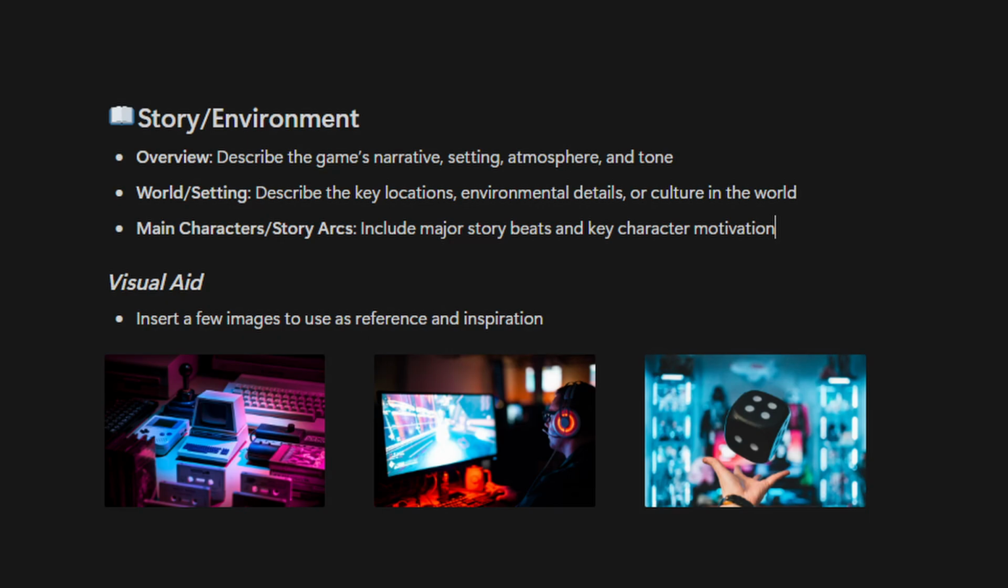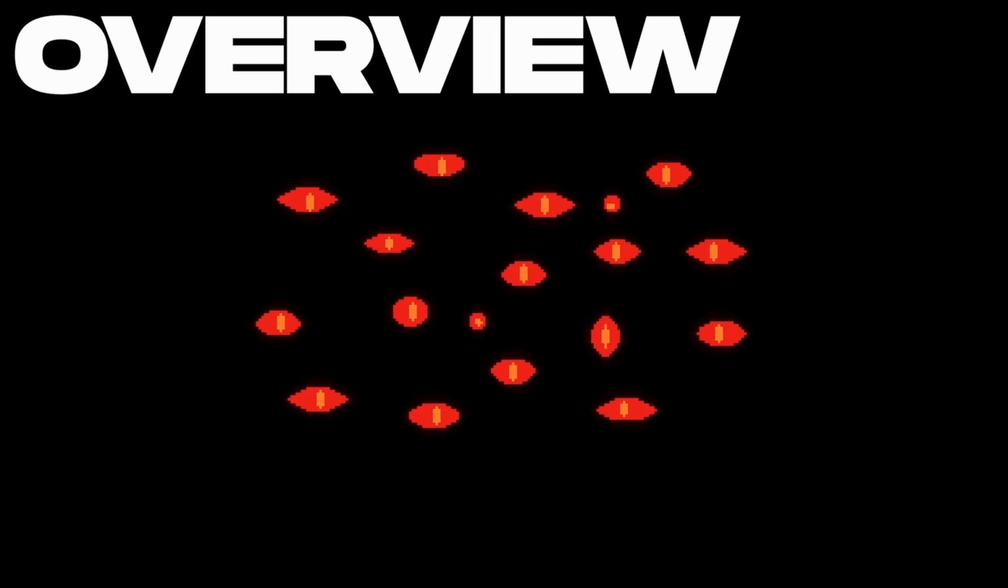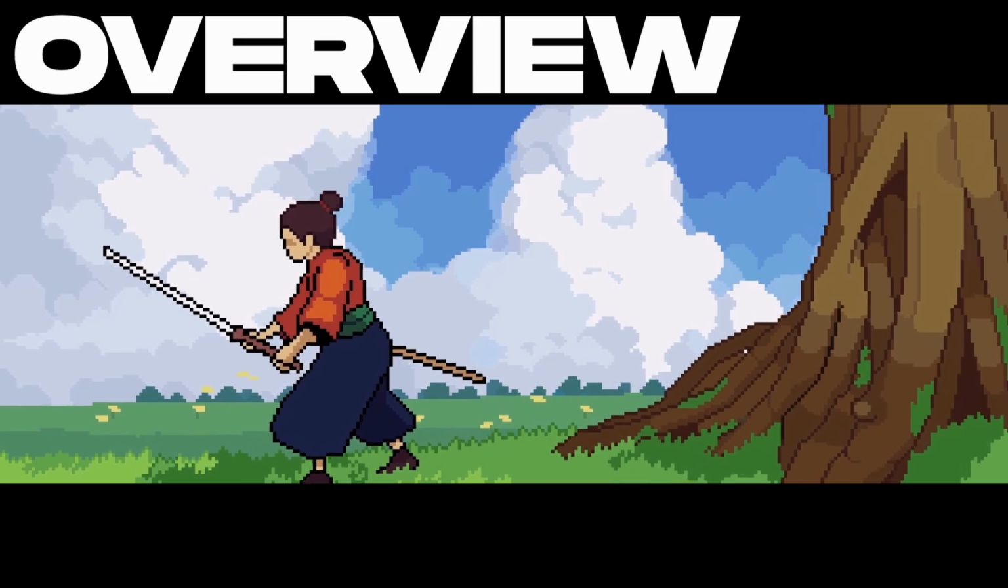Now we have the story. For this category, I like to talk about 3 elements. An overview. In my case, the story is simple, you're a warrior trying to rescue his dog, and the game focuses on the gameplay, so the only narrative element is the goal itself.